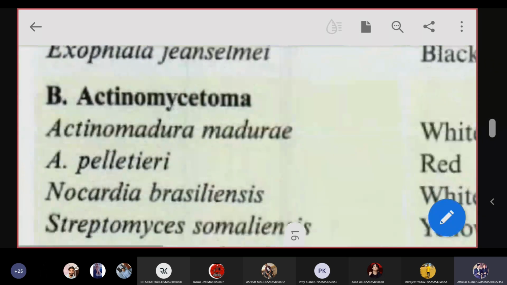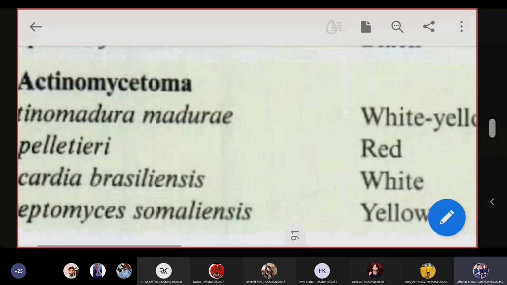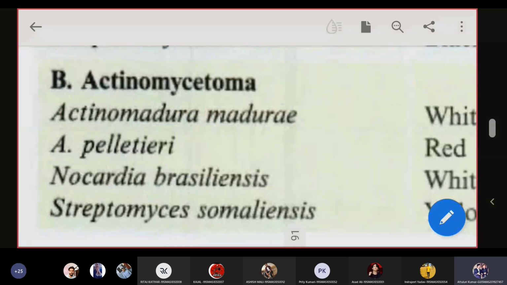Then the second one is Actinomycetoma. This Actinomycetoma will cause infection to the foot. This is important for us because this is the most common around the world. So this Actinomycetoma is caused by 4 types of species.